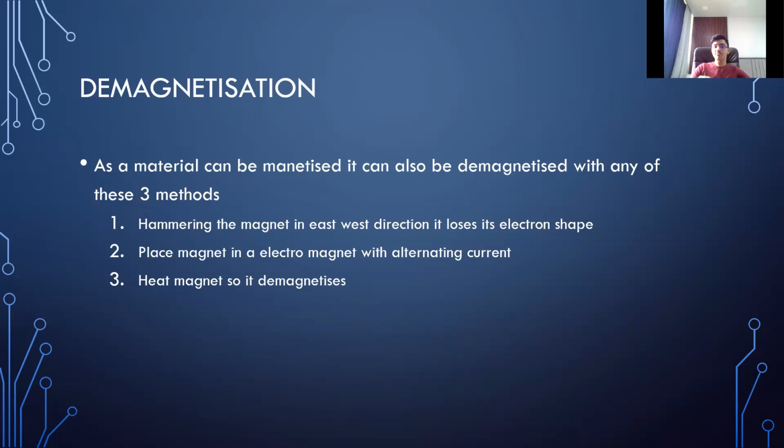You can hammer the magnet in an east-west direction, because usually a magnet, when you hang it on a string, like I said earlier, positions itself in a north-south direction. But what happens if you turn that to an east-west direction and hammer it? It loses all its magnetic field and all the field lines. It loses its electron shape. If a magnet is losing its electron shape, that's the basic principle behind demagnetization.